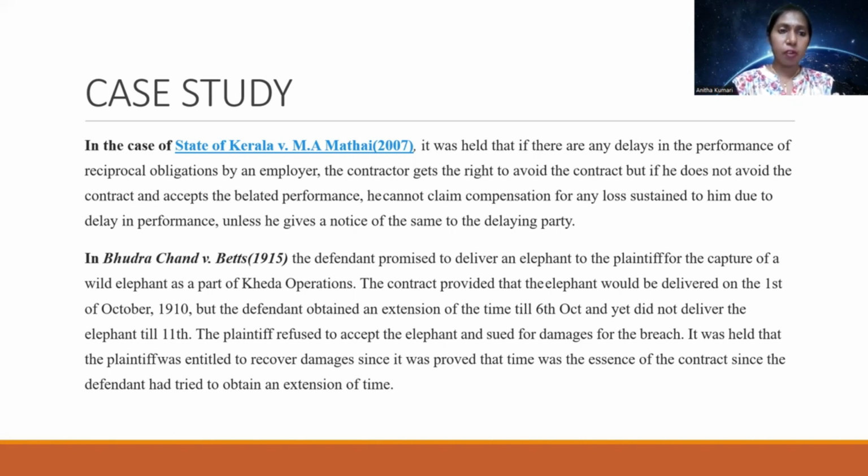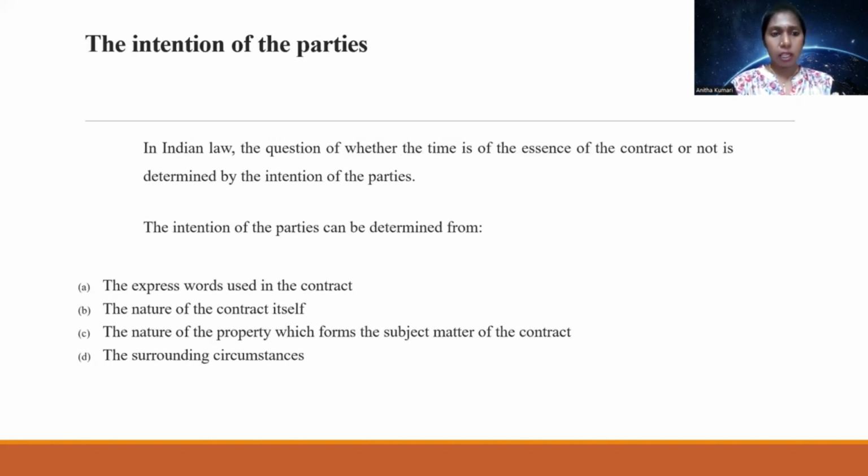So these are the examples for this. The intention of the parties. So that's all the rules related to the performance of contract over. Next, the intention of the parties.